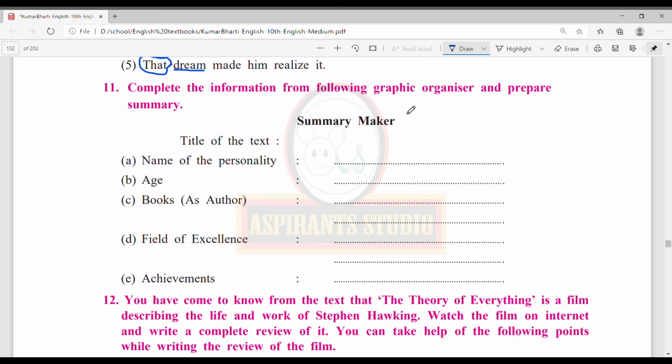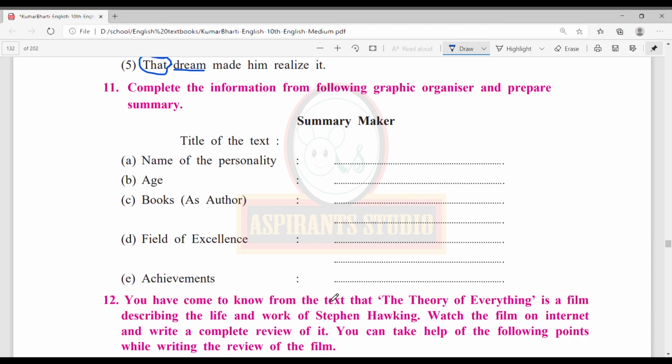Complete the information from the following graphic organizer and prepare a summary. So here, summary maker. Title of the text. What is the title of this lesson? That you have to write. Stephen Hawking. Name of the personality, same, Stephen Hawking only. Age. Born 8th January 1942. Books as author: A Brief History of Time, The Grand Design, The Universe in a Nutshell, Black Holes and Baby Universes. Field of excellence: theoretical physics, cosmology. Achievements: Albert Einstein Award in 1978.